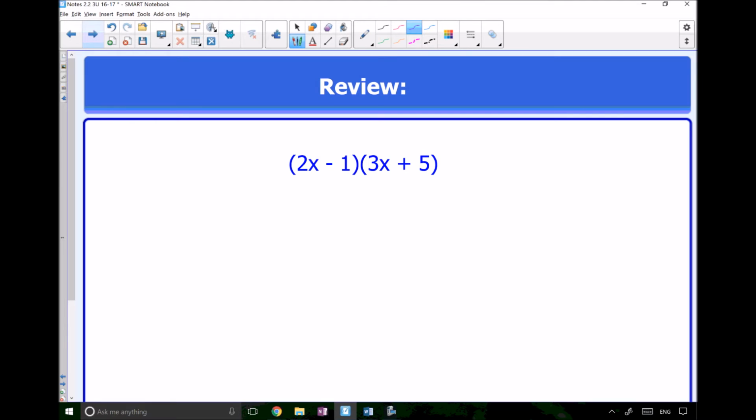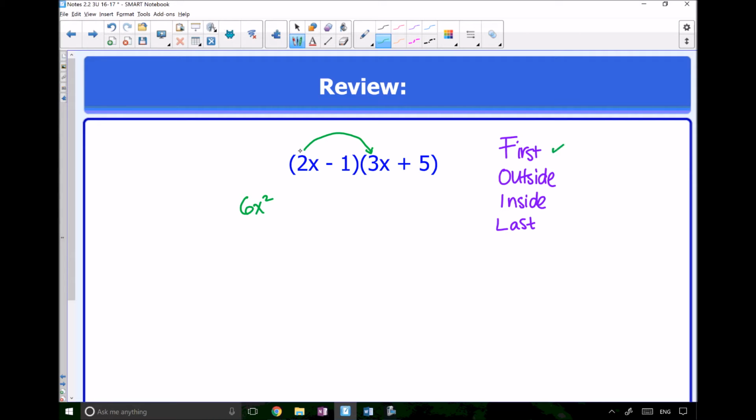Okay, so let's look at what we have in this example right here. 2x minus 1 times the quantity 3x plus 5. Now, if you remember, in grade 10, you learned how to FOIL, and FOIL stands for first, outside, inside, and then last. So essentially what you're going to do is multiply your first in each set of brackets by each other. So 2x times 3x gives me 6x squared.